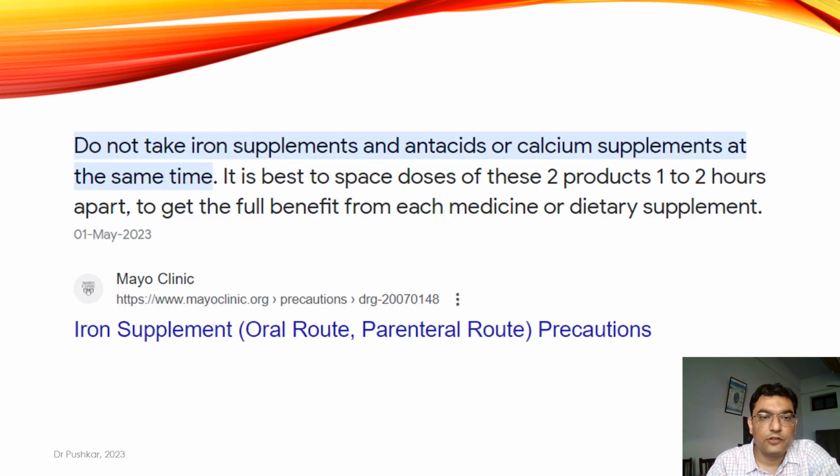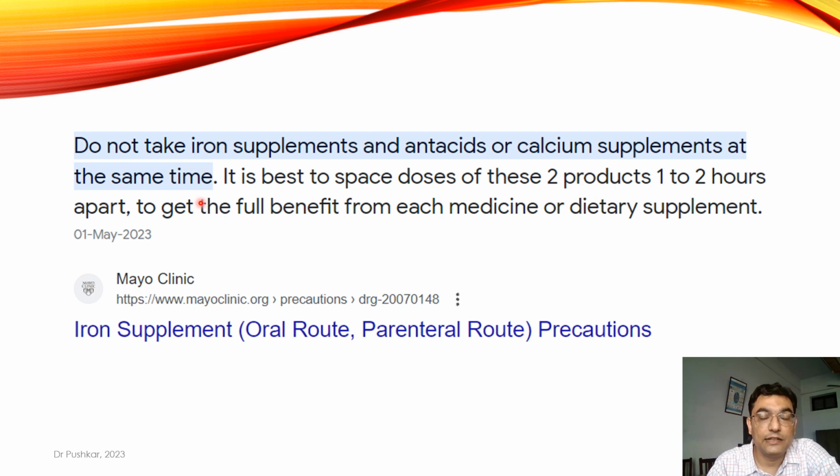Now we will see one more important thing. I have taken this from the Mayo Clinic website. There is a guideline. It says do not take iron supplement and antacids or calcium supplement at the same time. Why is this written? Why is it saying such a thing?